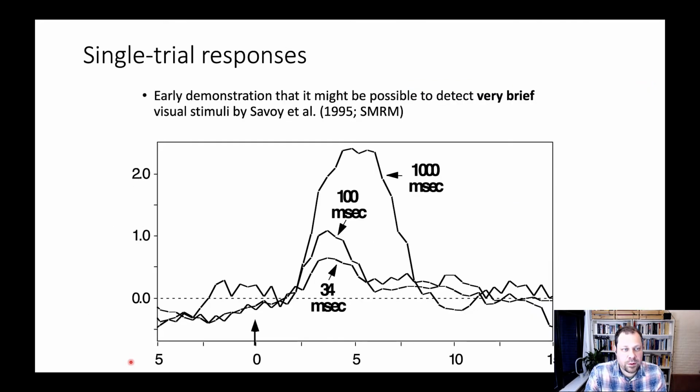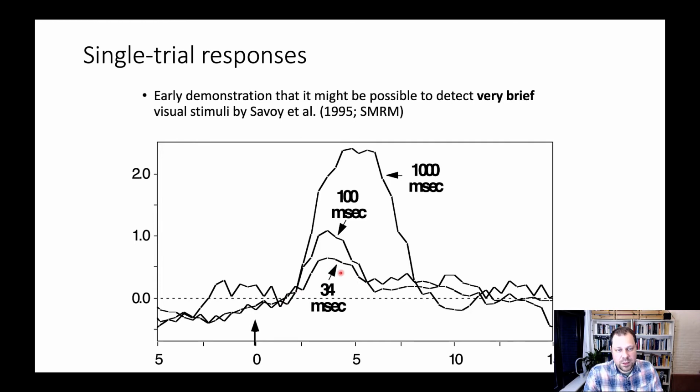Now, this was then followed up by a study by Savoy et al. in 1995. And they basically went a step further. They asked, can we look at stimuli presented below 1 second? If we present something for 34 milliseconds, is this something that we can observe? If we present something for 100 milliseconds, can we observe a BOLD response to these visual stimuli in visual cortex? And as you can see from their figure here, they do observe a small response, even to 34 milliseconds.